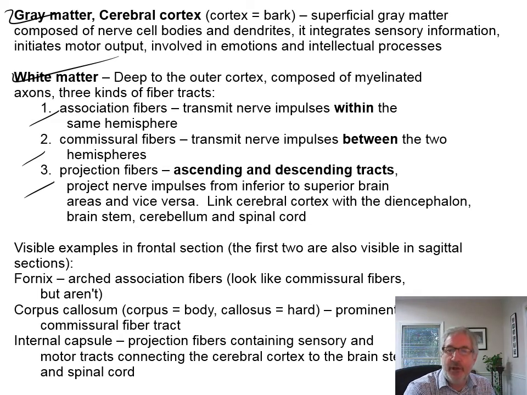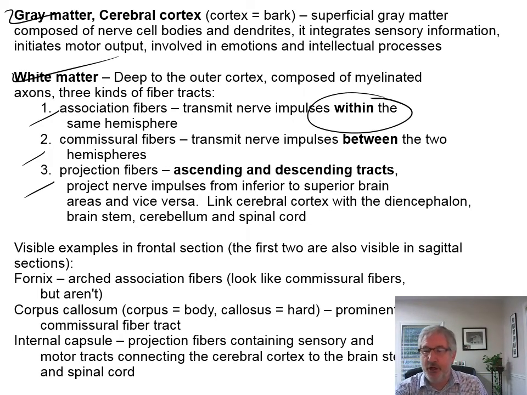Association fibers transmit nerve impulses within the same hemisphere. So you have two hemispheres of the brain, and you have fibers that go back and forth between the different sections of the brain. Those are called association fibers. Commissural fibers go back and forth between the two hemispheres.